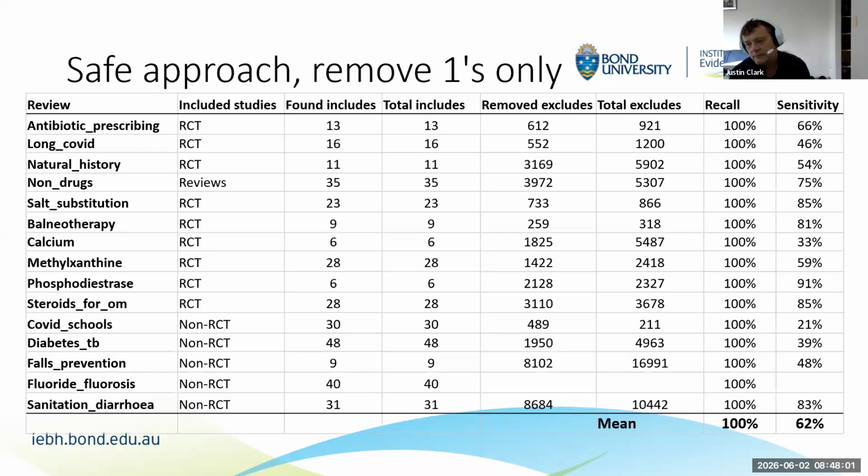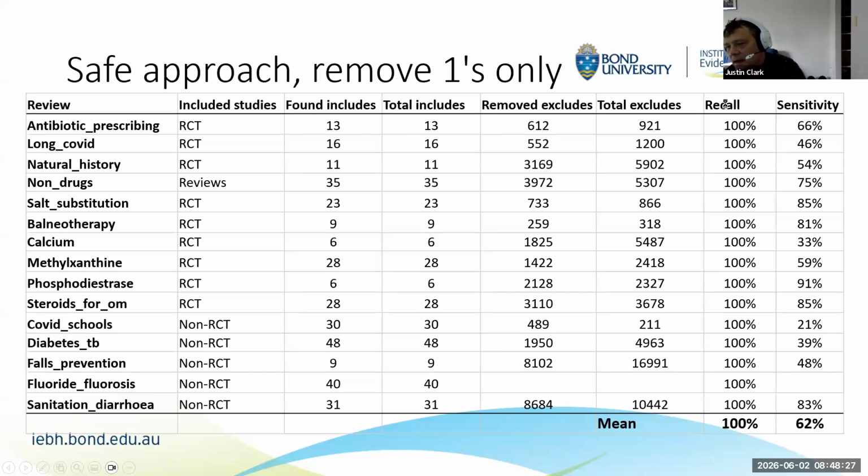And yes, this is the important slide. So these are the actual outputs or outcomes for running the MechaScreener across all 15 of these reviews. Included study types, you can see RCTs for a bunch of them, reviews for 1, and then non-RCTs for 5. The important numbers, and I forgot to change this, that should say specificity.